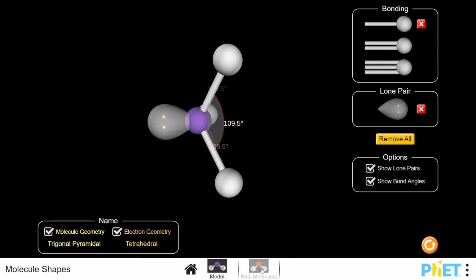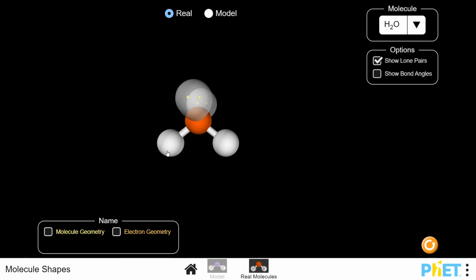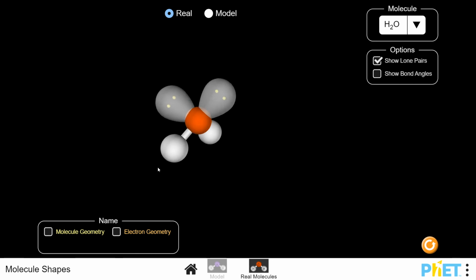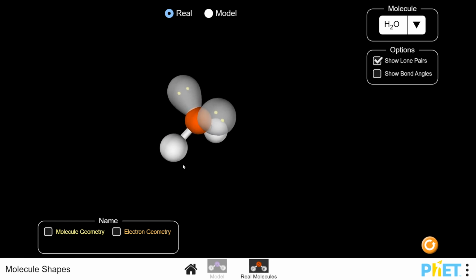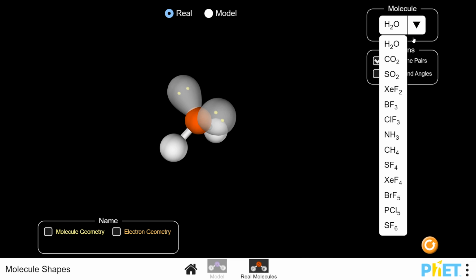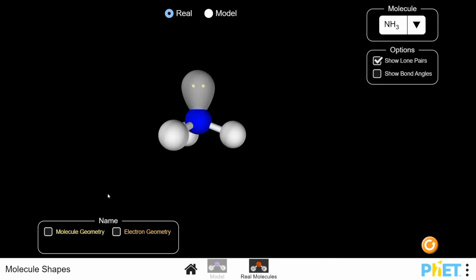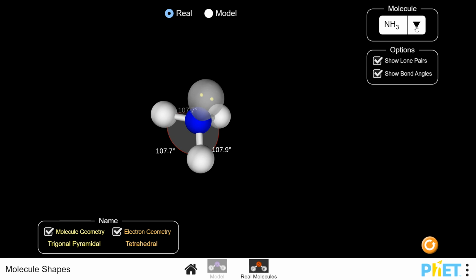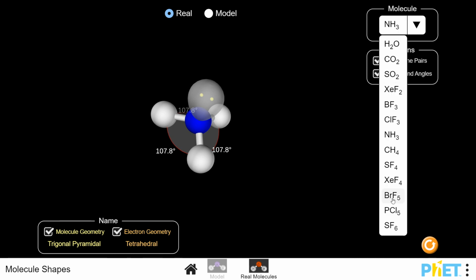One can also create models of real molecules. Here we see the molecule of water, chemically known as H2O. We could change it to ammonia, or even bromine pentafluoride.